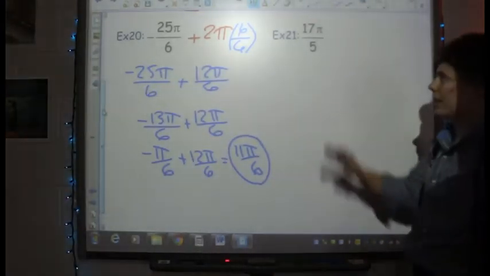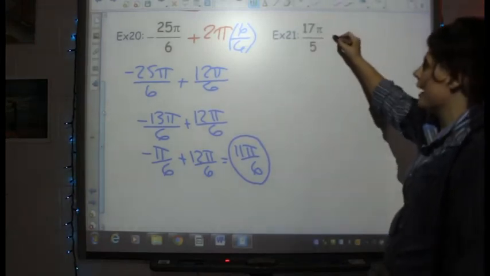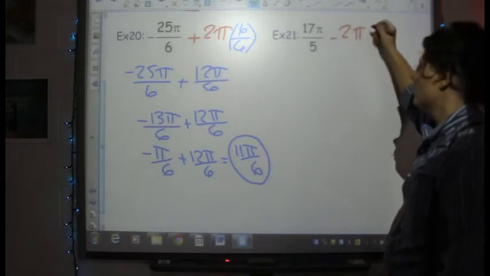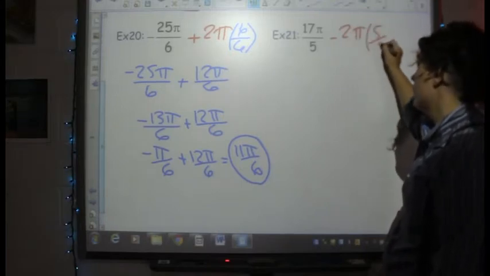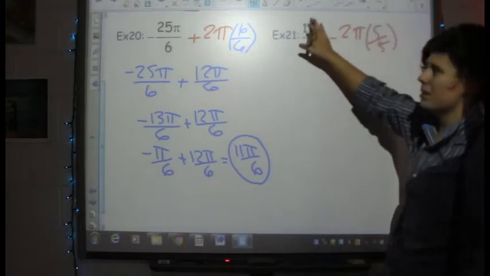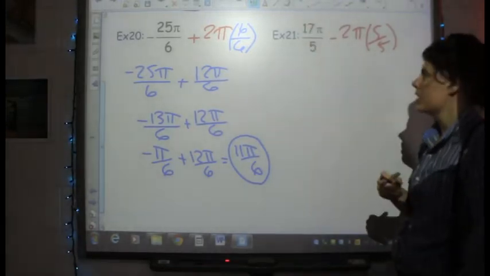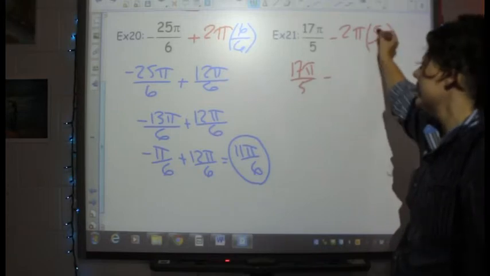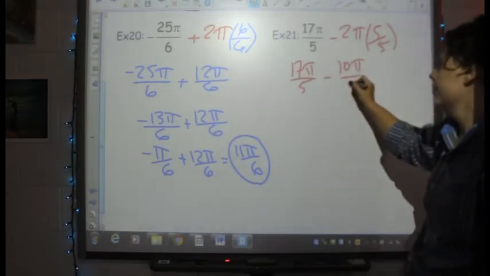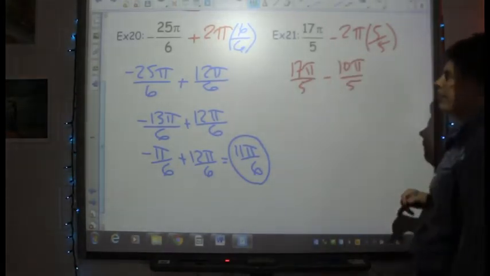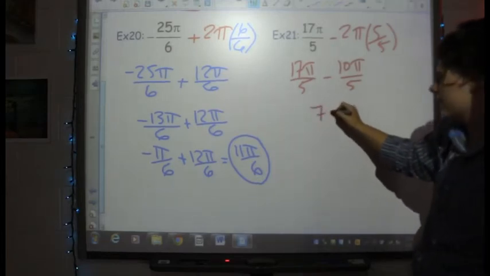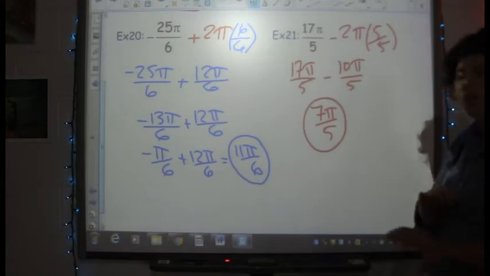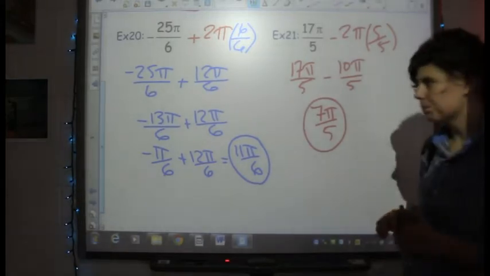All right, for those of you who tried it, number 21 here, we're going to be subtracting 2 pi. But remember, it's a fraction, so I've got to multiply by 5 over 5. And again, I know I've got to subtract because this number is too big, and I need to make it smaller by subtracting my 2 pi. So I have 17 pi over 5 minus 10 pi over 5. And 17 pi over 5 minus 10 pi over 5 gives me 7 pi over 5, which is between 0 and 2 pi. So I'm good to go. That's it.